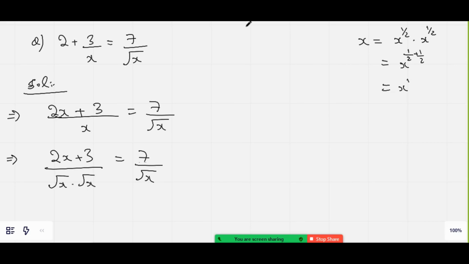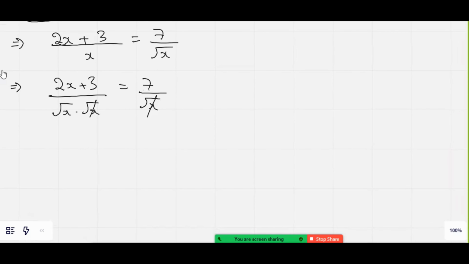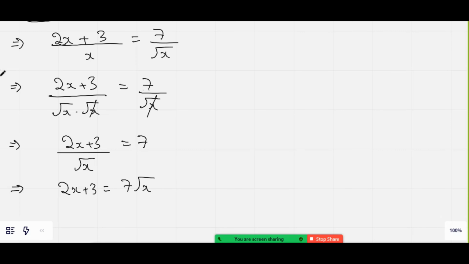Clear? Now one under root x is going to cancel with this under root x, because if you have common multiples on both sides of the equality, you can do horizontal cancellation. I hope you know this. So we did a horizontal cancellation, and now we have this thing left. Now shift this under root x to the other side, it will get multiplied with 7. So 2x plus 3 equals 7 under root x. Now shift this right hand side term to the left side. Let me just do it here.